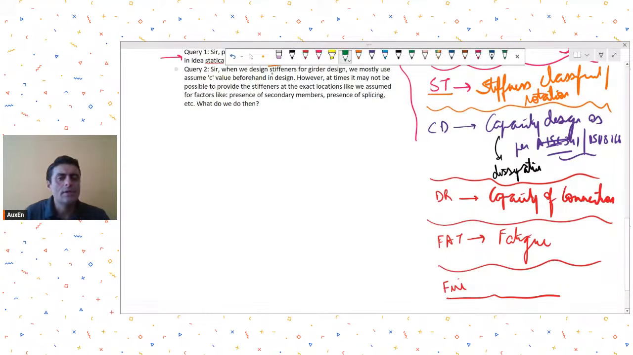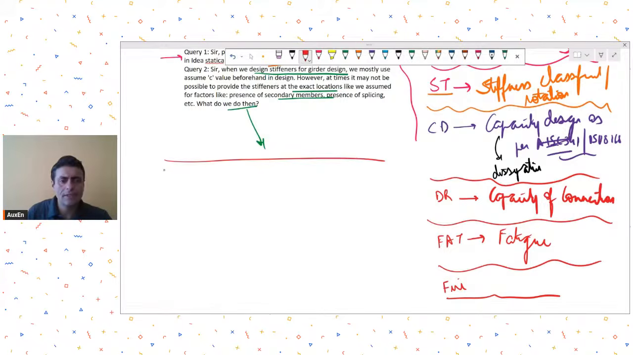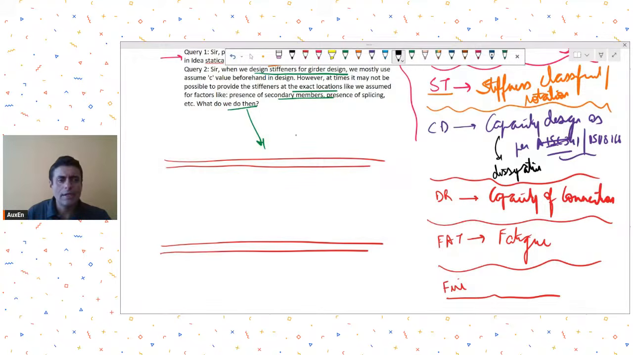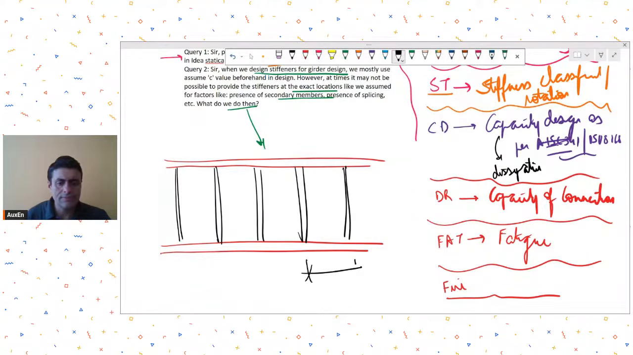Okay. Then his next question is, when we design stiffeners for girder design, we mostly assume the C value. However, at times it may not be possible to provide the stiffeners at exact locations. What do we do then? So he is saying that in stiffeners, let's say he is designing a plate girder. I'm showing a plate girder in elevation, and he is saying, Mr. Anshuman is asking that you have provided stiffeners. So stiffeners are at a spacing C.